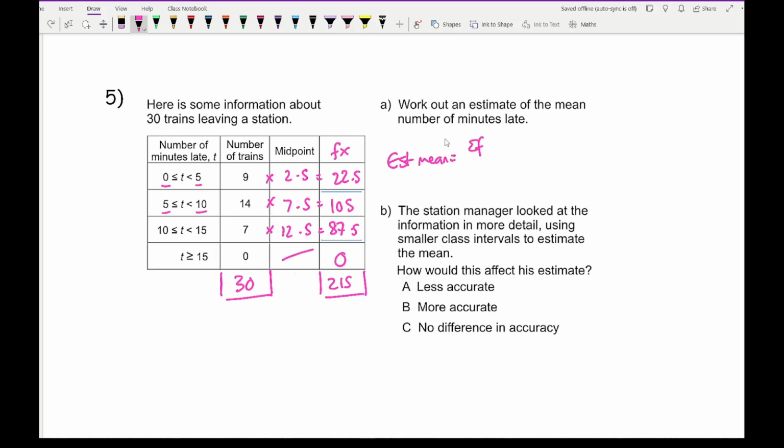Now the estimated mean is the sum of fx over the sum of the frequency, so it's 215 over 30. Now I'm expecting an answer that's between 5 and 10, so let's see if that is the case, which it is. So I get 7.16 recurring, so it's about 7.2 to 1 decimal place.